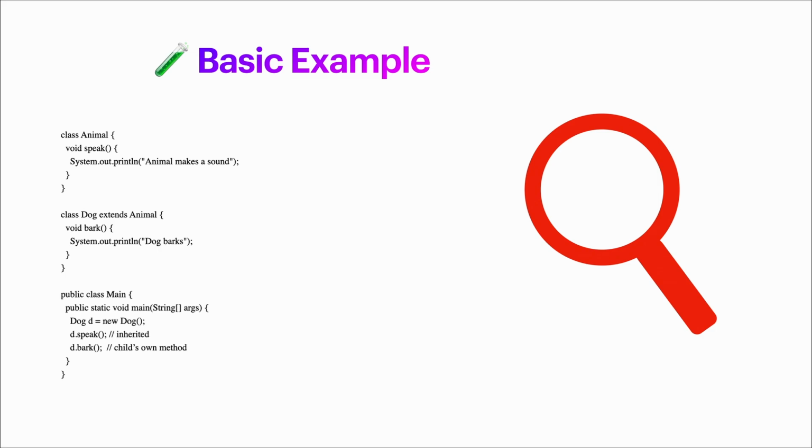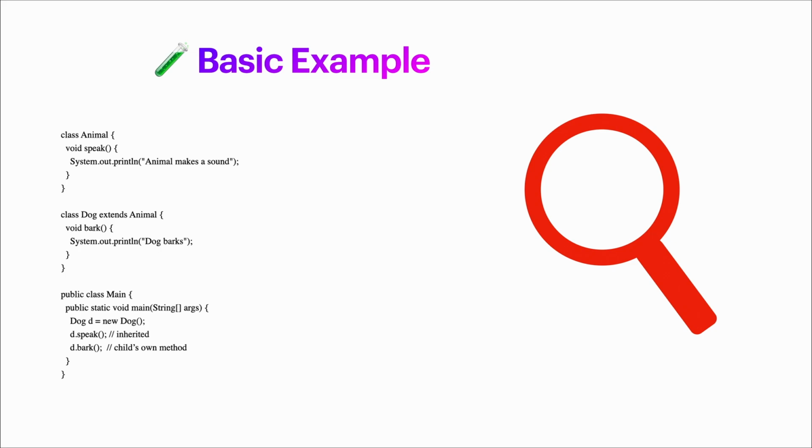Now we say d.speak. How are we able to get the speak from the Animal class? Because of inheritance. So you see, it is inherited. Now we have d.bark, the child's own method, because Dog can bark since it is written in its own class. But the speak was inherited from the Animal class.